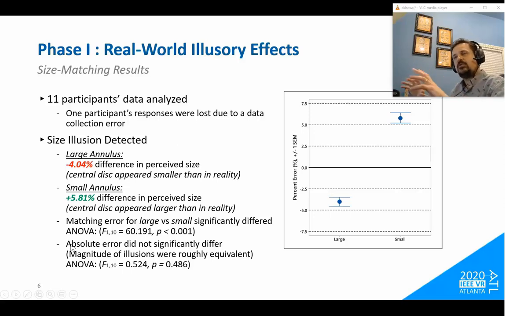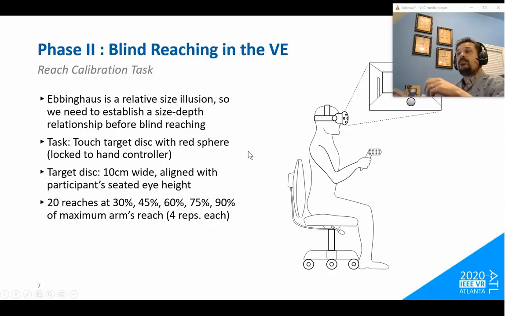However, we wanted to make sure that the magnitude of the effects for the configurations we chose were somewhat comparable. So we looked at the absolute error in judgments between the large and small annulus conditions, and they did not significantly differ. This gives us some confidence that the magnitude of the illusion that we're seeing for both the large and small annulus configurations was about the same. So we use these same configurations in the virtual world. So, on to the BlindReaching task.